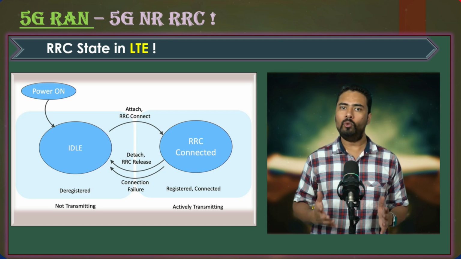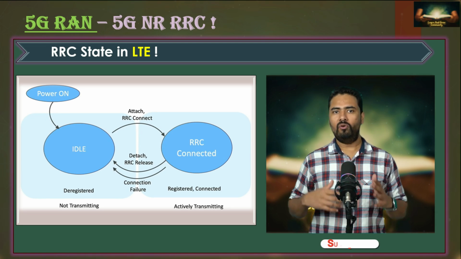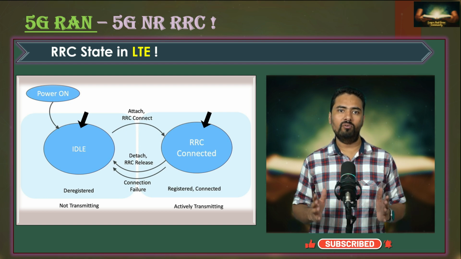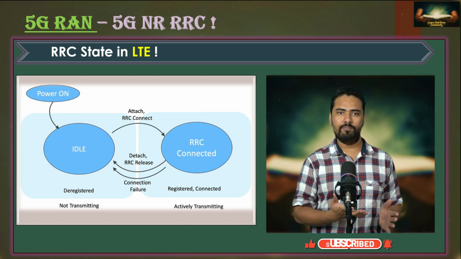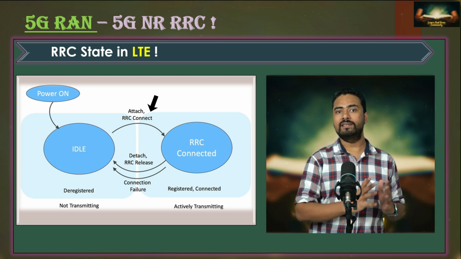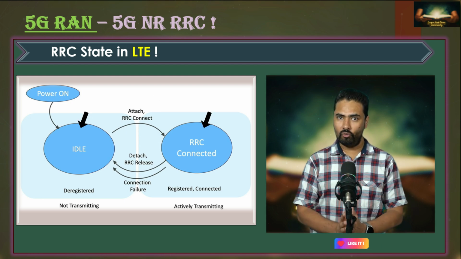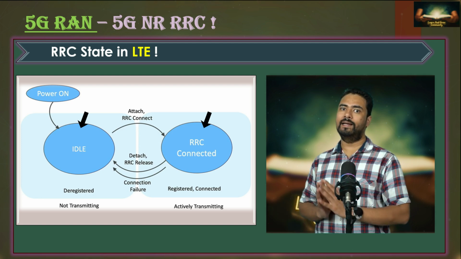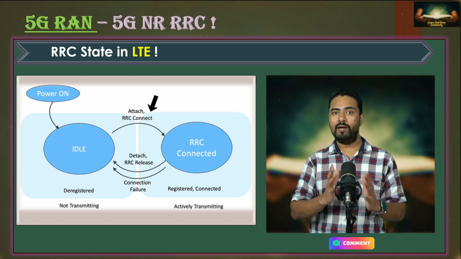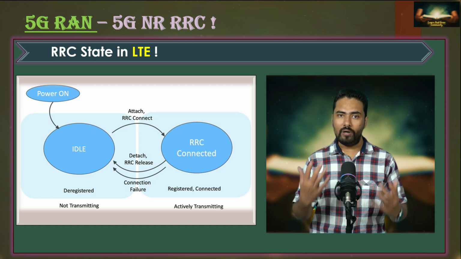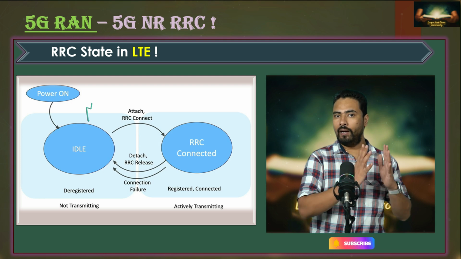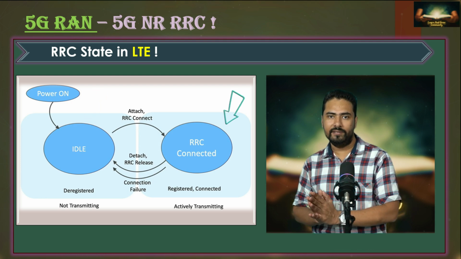Now let's talk about RRC. We will talk about different RRC states in 4G and 5G, and we will understand how the RRC states work in 5G, and we will also see how the transitions happen between different RRC states. The connection of a UE to a 5G network is handled through a state machine, and the transitions happen between different RRC states. Compared to 5G, in LTE we only had two RRC states, RRC idle and RRC connected.